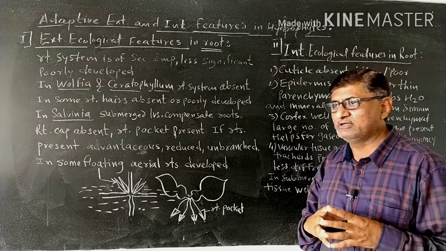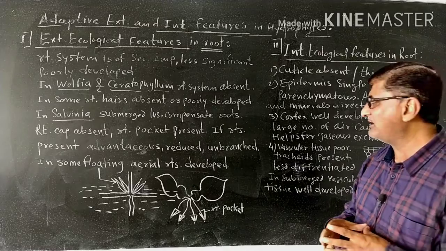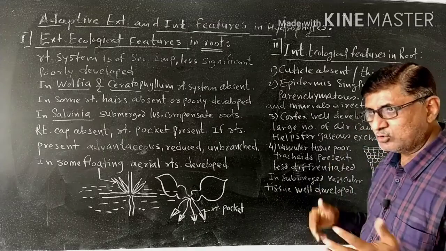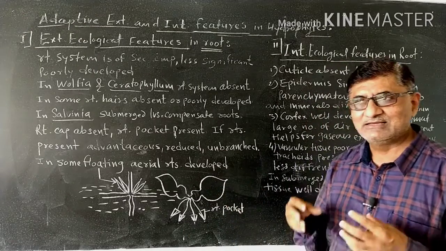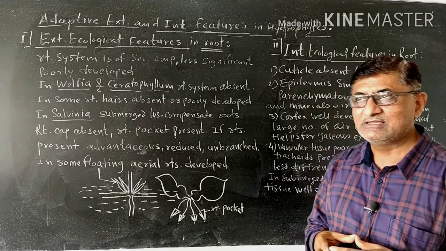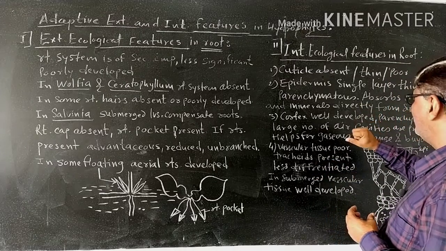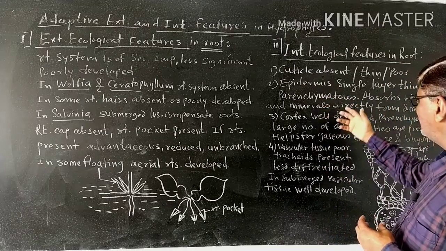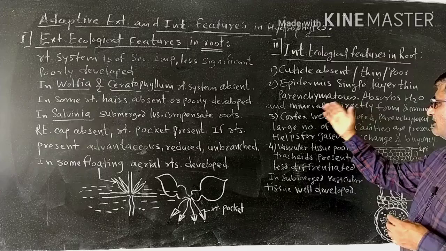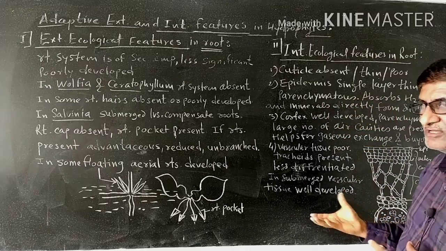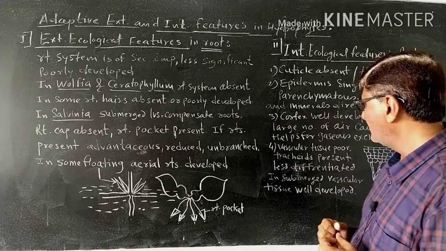Also, in the root internally, the epidermis is a single layer and thin walled parenchymatous, because the root does not have to pierce the soil or a hard surface. That is why the roots have a single layer of epidermis, made of parenchymatous cells. This epidermis can also absorb water and minerals directly from the surroundings in place of root hairs. It means the function of the root can also be taken over by the epidermis of the root.